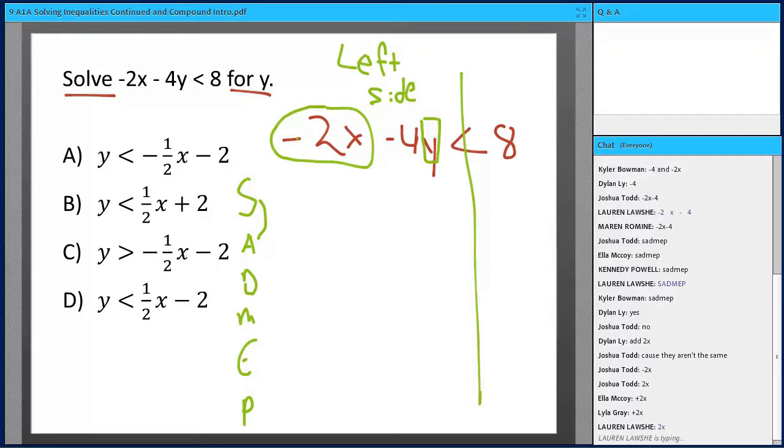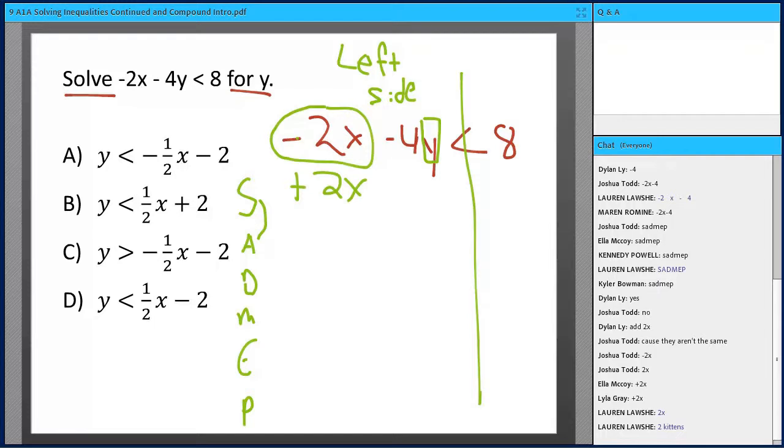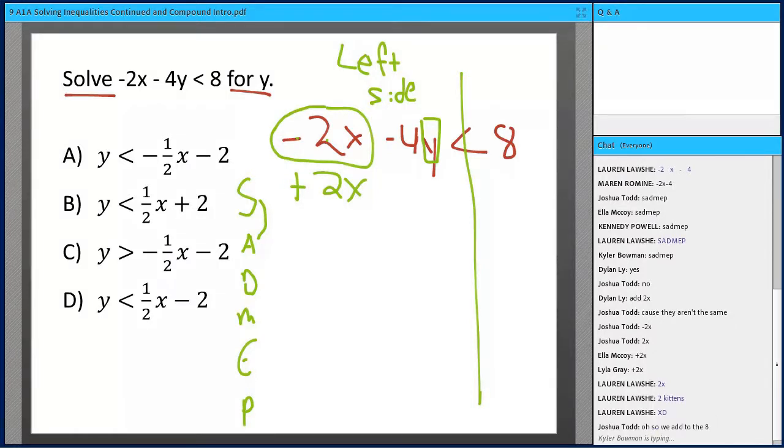Joshua, Ella, Lila, Lauren, you got it. If I put a positive 2x on this side of the inequality symbol, Lauren, I love it. Back to kitten math. Okay, if I put a positive 2x on this side with the minus 2x, what is negative 2x plus 2x?